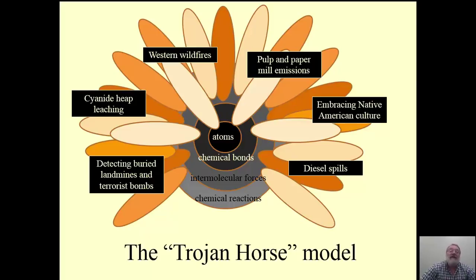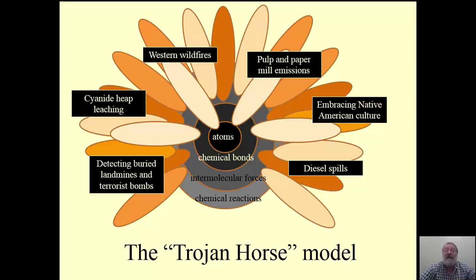Here's the diagram that I use to sort of illustrate what the Trojan Horse model looks like. It's got the sequence of chapters as the target pattern. Atoms is one of the early chapters. Then they go to chemical bonds, intermolecular forces, chemical reactions. That's the sequence of topics in the textbook that I use. But overlying this target pattern are these flower petals that show some of the different storylines that I pull into the course.